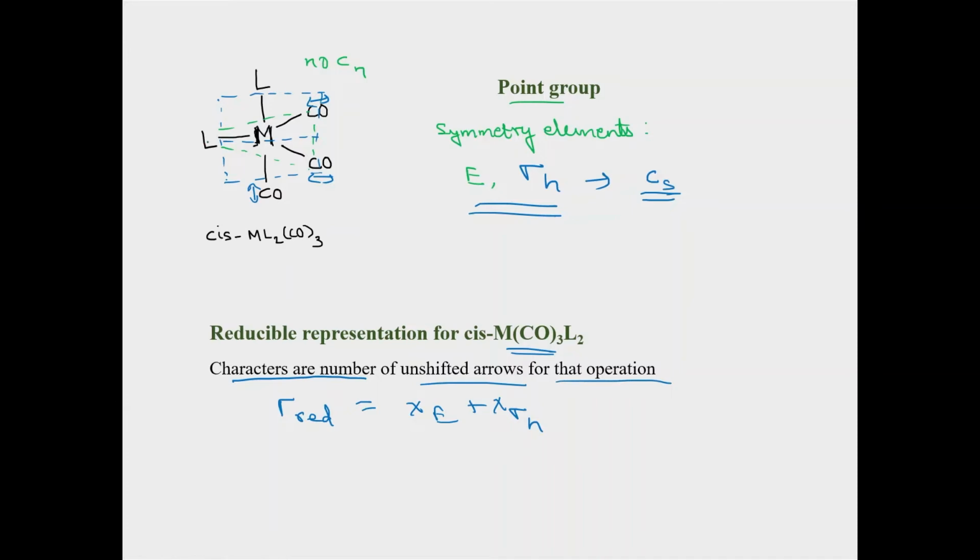If we do the identity operation on this complex, none of the three arrows will be shifted. Therefore, the character of the E operation is 3. For sigma h, if we cut through this plane, we can see that this CO arrow will remain unshifted, whereas 1 and 2, these two, will get interchanged. So they are getting shifted. So here the number of unshifted arrows for the operation sigma h is 1. So this is the reducible representation.